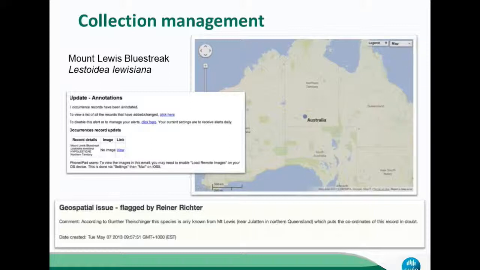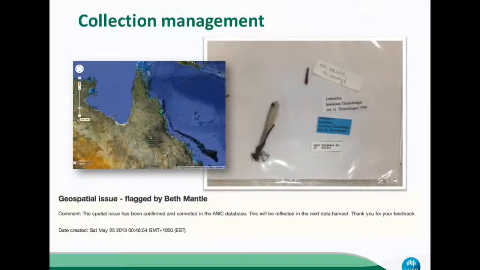So if you have a look at the bottom there, you can see that an issue was flagged by one of our community of users. I don't know Rhino Richter personally, and he has commented that this species is only known from Mount Lewis. Using this information, I was able to go back into the collection and confirm that yes, this geolocation was wrong in our database, and I fixed it.